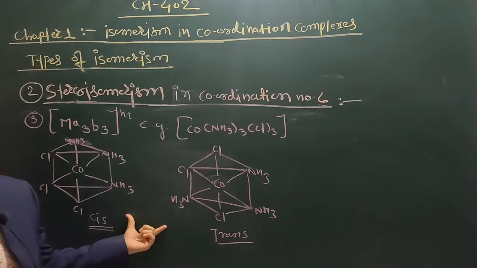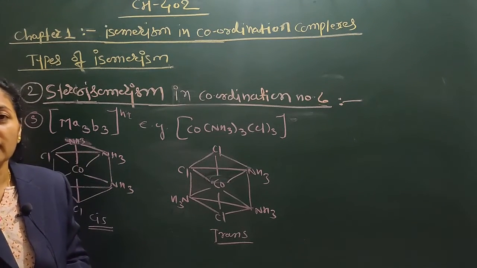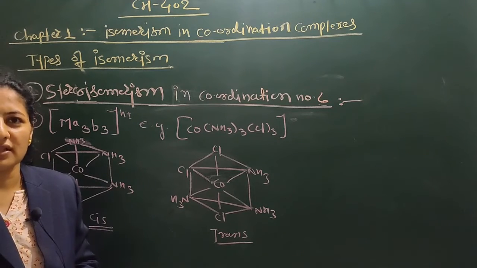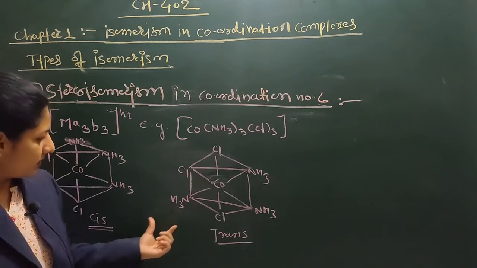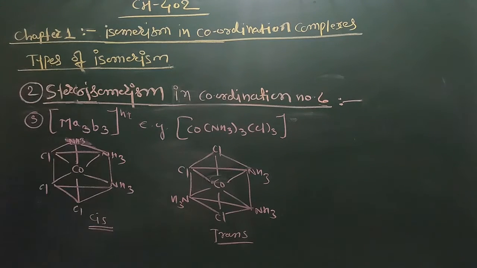So here, two isomers are possible in this Ma3B3. There will be no optical isomerism because the ligand positions are equivalent to each other. So that's why optical isomerism is not possible in this type. So let's discuss the next one.